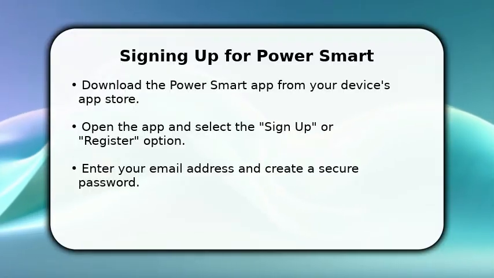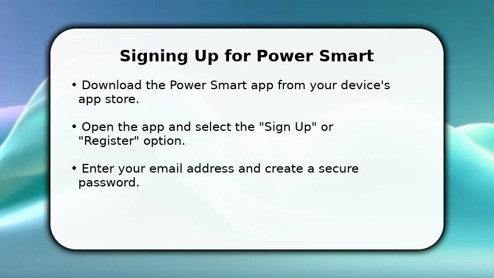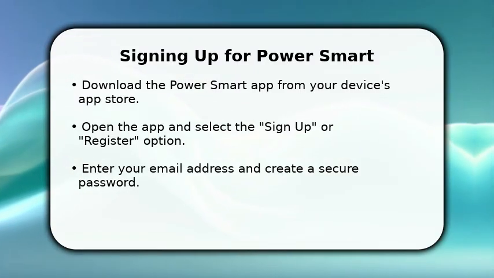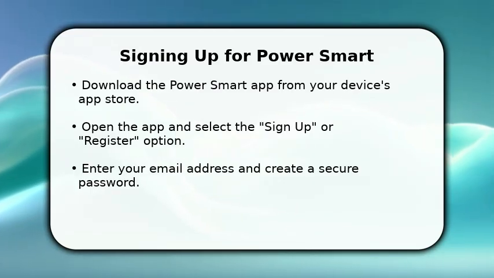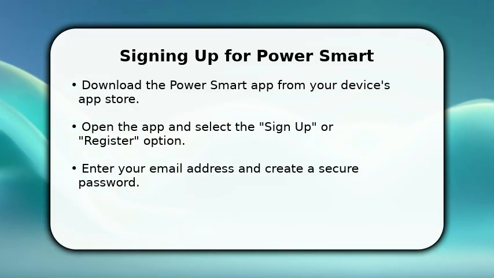In this video, I will explain how to sign up for the PowerSmart app. First, you'll want to download the PowerSmart application from your device's app store, whether it's for Apple or Android. Once downloaded, open the app and look for the Sign Up or Register option. This is where you'll begin creating your new account.